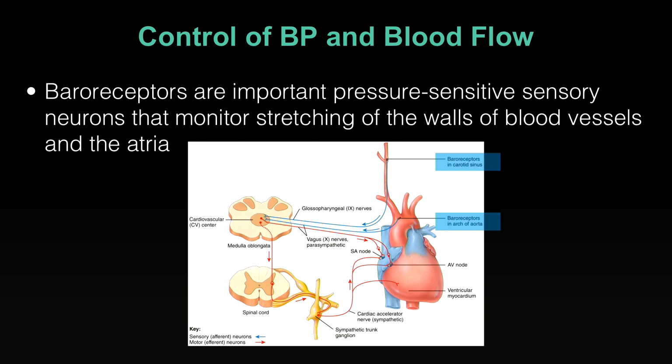So carotid bodies, or the two carotid sinuses. Carotid body is another word for the group of cells in this area that monitor pressure, and there are some chemoreceptors in there as well. The grouping of cells is a carotid body. But they're in the carotid sinus, and then the arch of the aorta, pressure-sensitive cells monitoring stretch in the arterial wall.